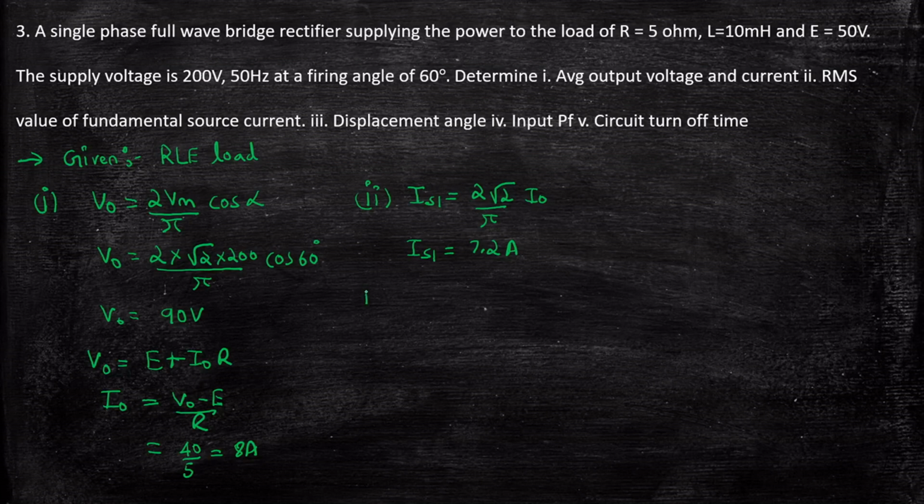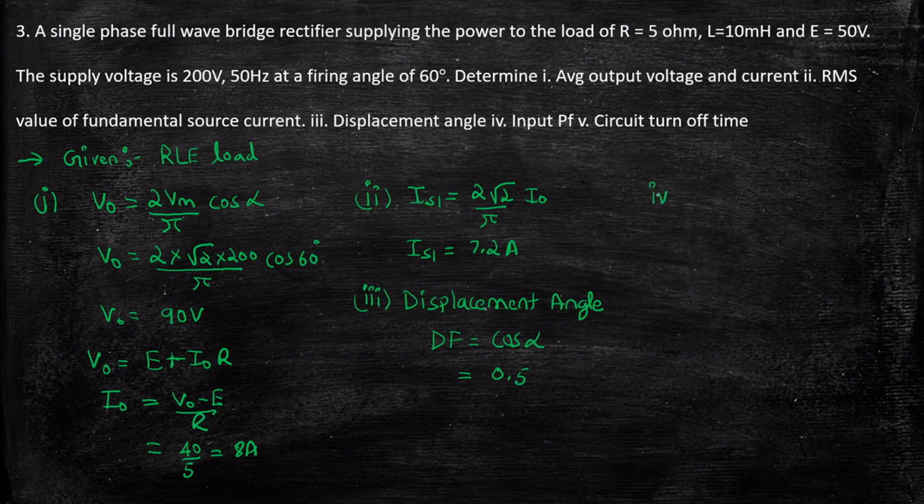So now let's look at the third important one that we have to find out, which is the displacement angle. So the displacement angle, again this we had seen in the Fourier analysis, and the formula for that is displacement factor is given by cos alpha. What is cos alpha? Cos 60 degree is nothing but 0.5, isn't it?